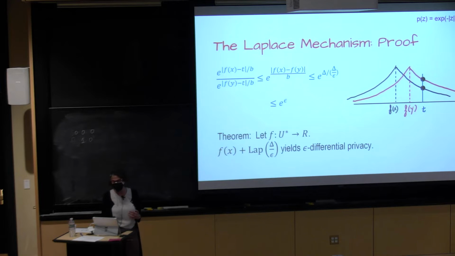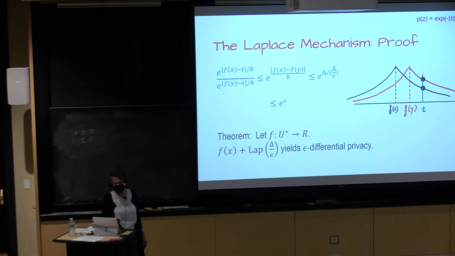So just plugging in this value, the two B's will cancel out, so they go away. And what we get is the density at T here is e to the minus |f of x minus T| over B. And over here, it's e to the minus |f of y minus T| over B. And then we use the triangle inequality in the exponents.